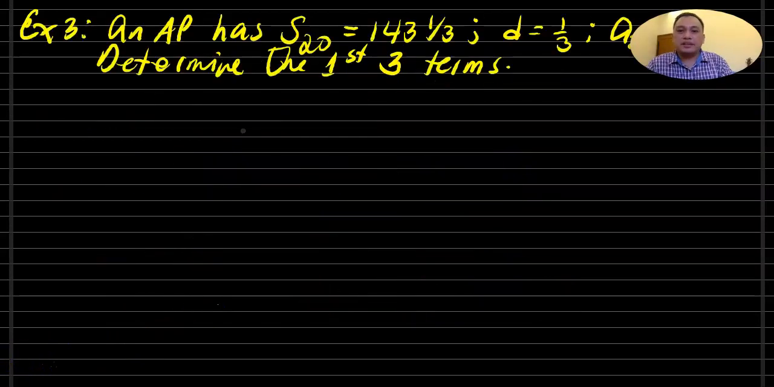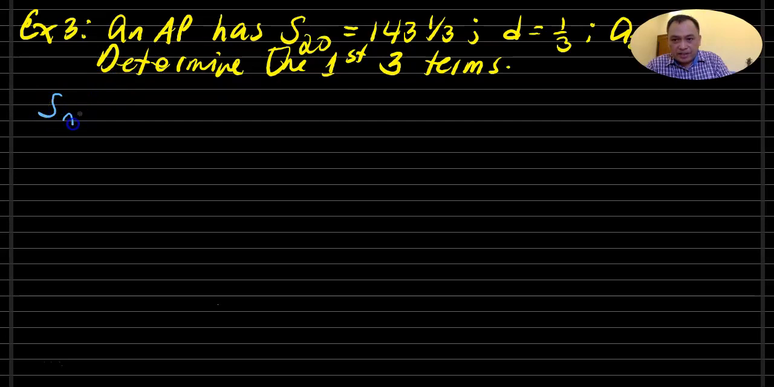Last example. In here, an AP has S20 equals to 143 and 1/3. The difference is 1/3 and the 20th term is 10 and 1/3. Now we are asked to determine the first 3 terms. Wow, this is nice. So how are we going to solve this one? It's actually very easy. Okay, first we're going to look at S20.